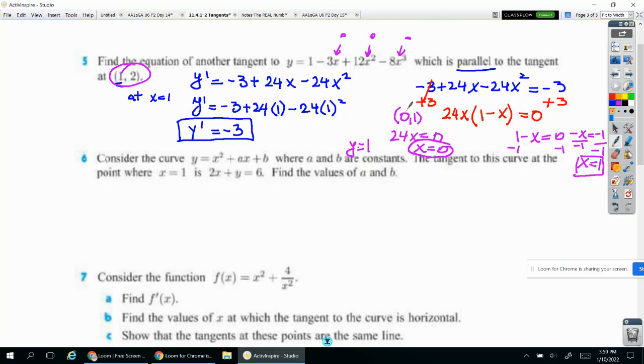And now let's go ahead and write the final equation. The final equation will be y equals, so first I'm going to put the gradient, which is -3, times x minus 0, which is my x coordinate, and then plus 1, because my y is 1. So I have over here, distribute, -3x. This is just 0, and then plus 1. So this is the equation. We found the equation of another tangent that's parallel to the given tangent line at (1, 2).